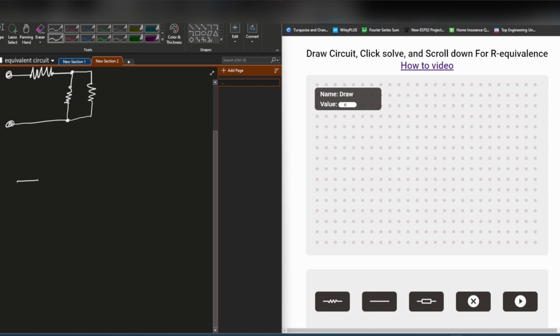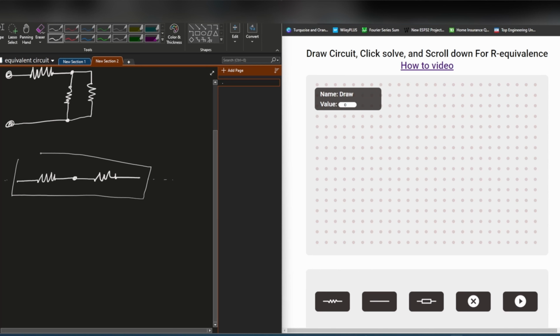So here, this is the first problem where we have resistors in series and there's something at the end there, and we just need to know what the equivalent resistance is here. In this case, it's pretty simple. Say this is R1 and this is R2. This will just be R1 plus R2.